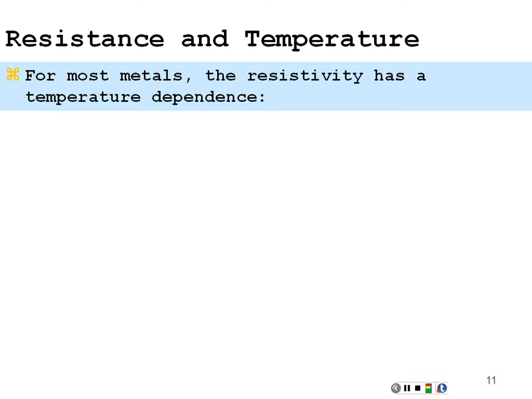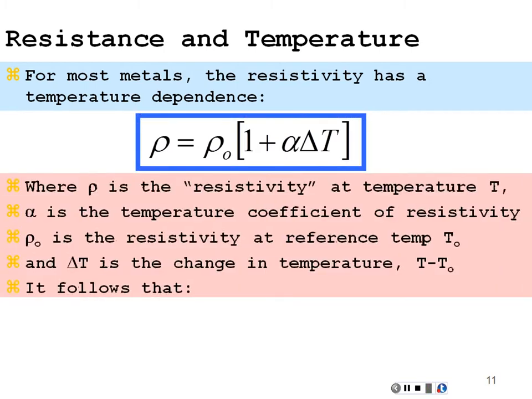For most metals, the resistivity, which is an intrinsic property, has a temperature dependence. The resistivity is equal to some reference resistivity, usually at room temperature, times 1 plus another constant, alpha, times delta T. And this alpha is called the temperature coefficient of resistivity. So rho is the resistivity at temperature T. Rho naught is the resistivity at some reference temperature, usually room temperature or possibly 0 degrees Celsius. And delta T is a change in temperature.